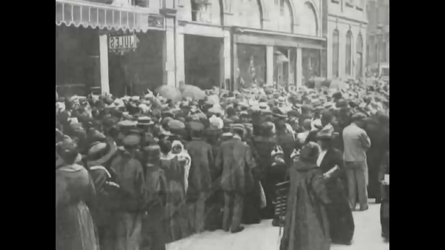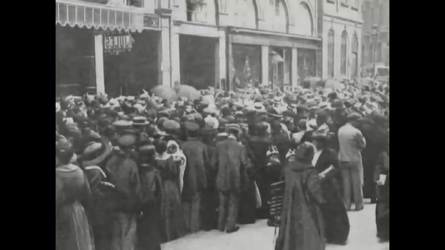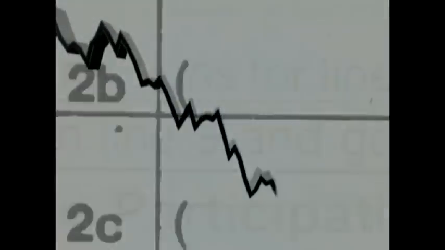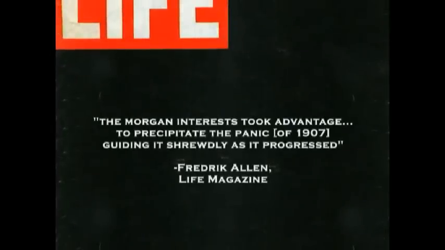And it did. The public, in fear of losing their deposits, immediately began mass withdrawals. Consequently, the banks were forced to call in their loans, causing the recipients to sell their property, and thus a spiral of bankruptcies, repossessions, and turmoil emerged. Putting the pieces together a few years later, Frederick Allen of Life magazine wrote, "The Morgan interests took advantage to precipitate the panic, guiding it shrewdly as it progressed."